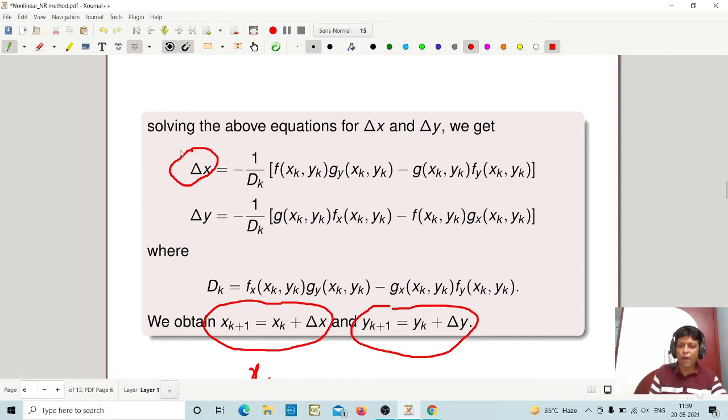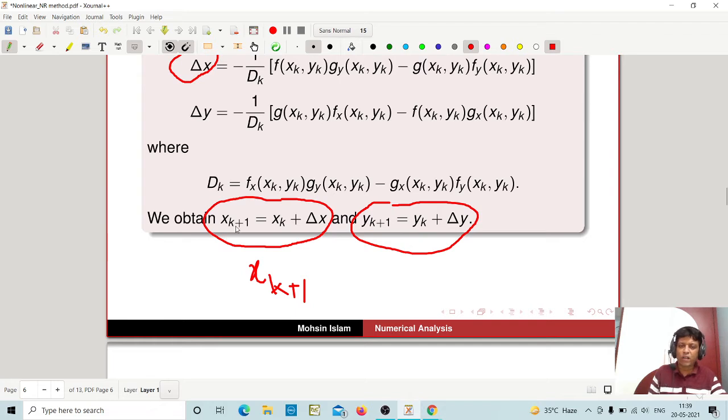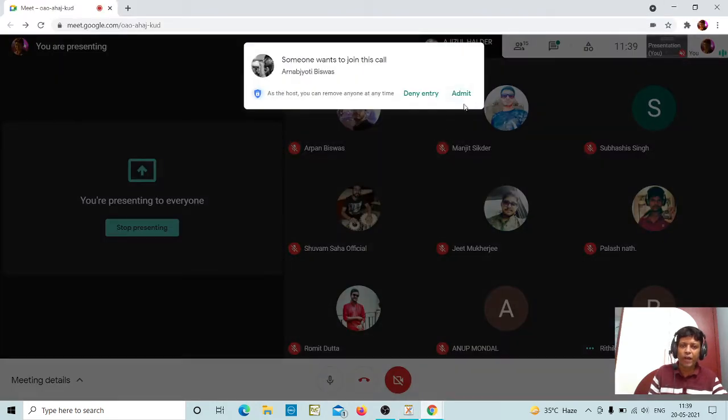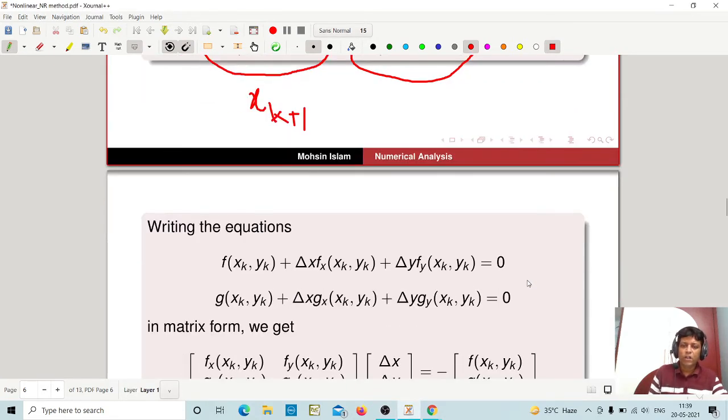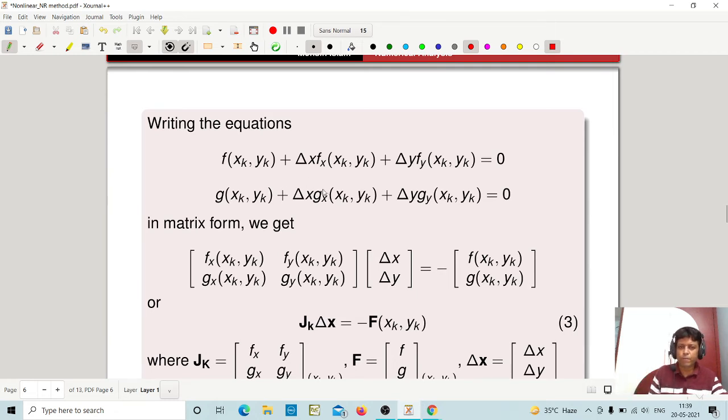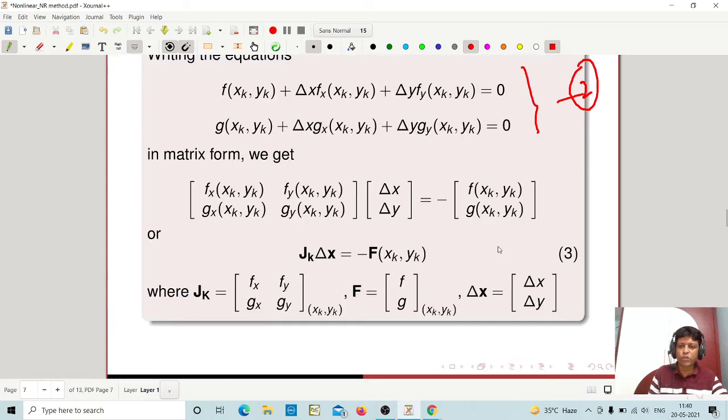So once you have delta x and delta y, you can write x_{k+1} equal to x_k plus delta x and y_{k+1} equal to y_k plus delta y. Okay, so this is how you can express it. So writing these equations, equation 2 actually, in matrix form, I want to write this equation in matrix form.